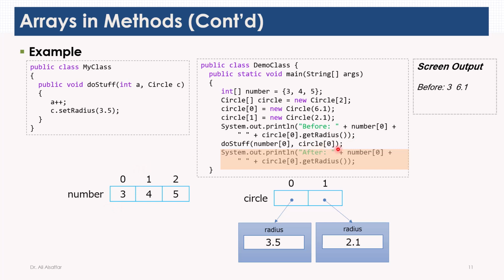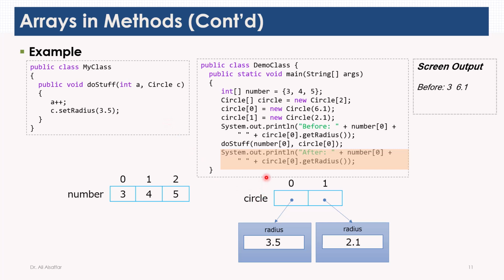However, for circle 0, because we passed the reference of the object, the method can see the object and can change its value. This is why, when we say that we pass a reference to an object, it can change the state of the object, but it cannot change the address that is saved inside the array. So notice that circle 0 is still pointing to this object, but the data has changed from the method doStuff.